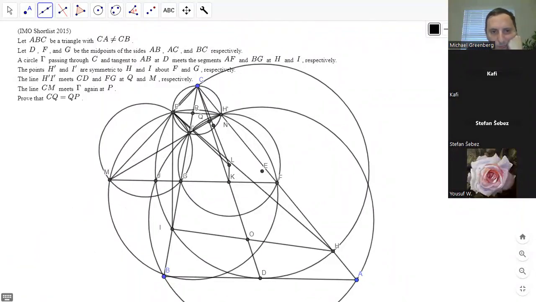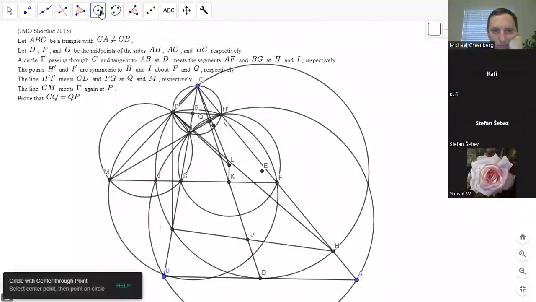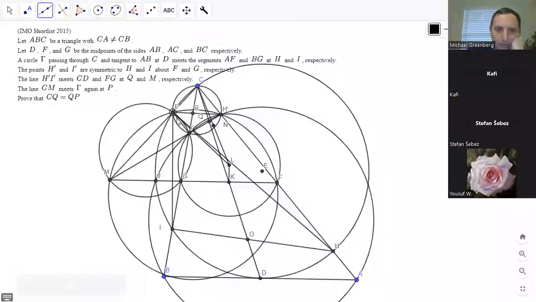So if we consider a circle centered at C, no. Trying to use Brocard's theorem. Yeah. But we haven't drawn I P, that's the only thing. For I prime P.